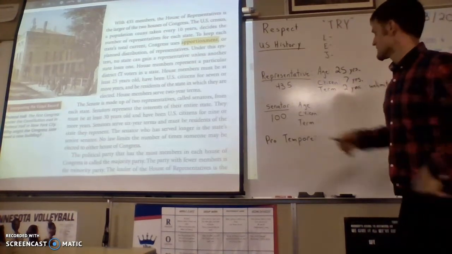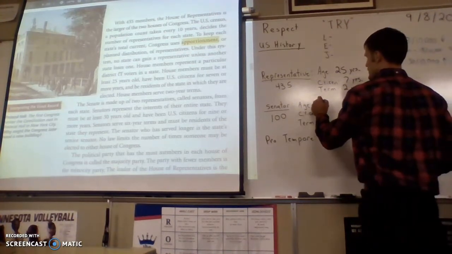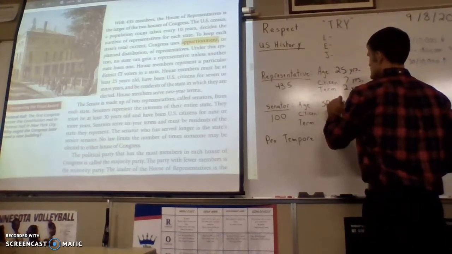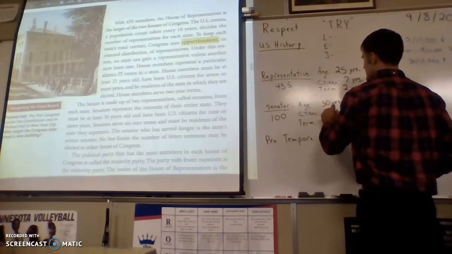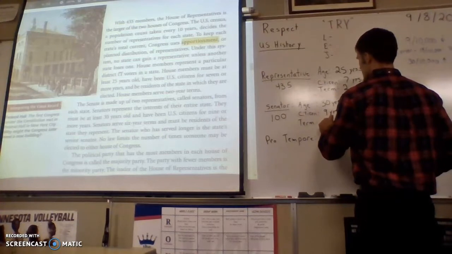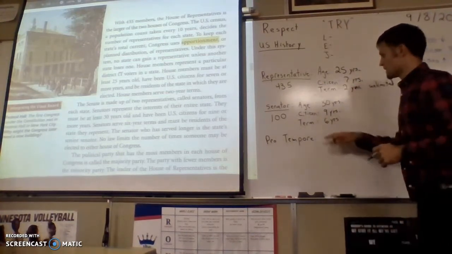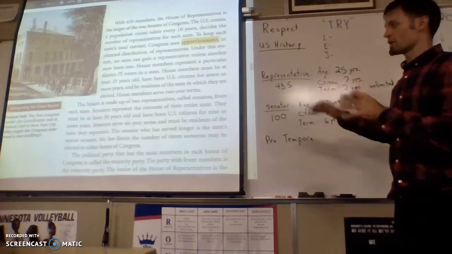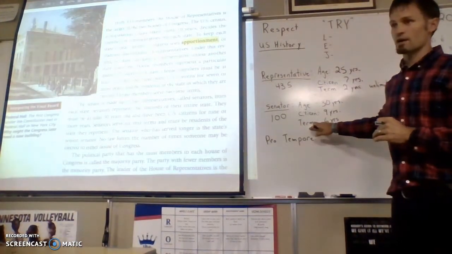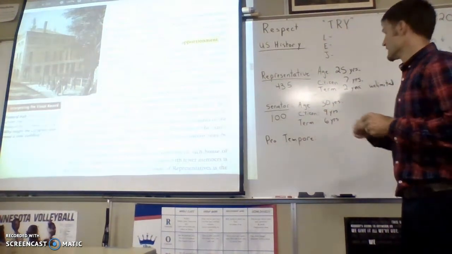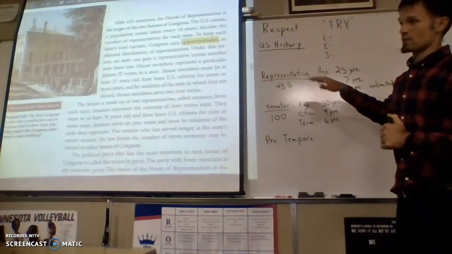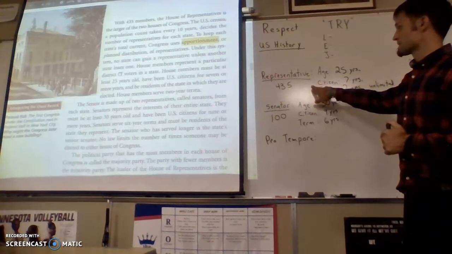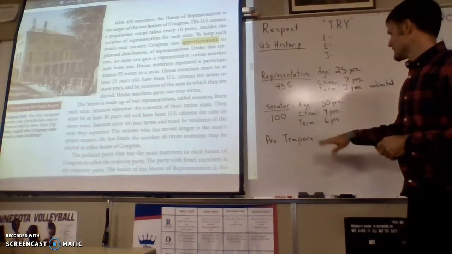How do you become a senator? You have to be at least 30 years old, been a citizen of the United States for at least 9 years, and your term is 6 years. Now, every election, you've got about a third of your senators that are up for re-election. And every election, so every 2 years, all of your representatives are up for re-election.